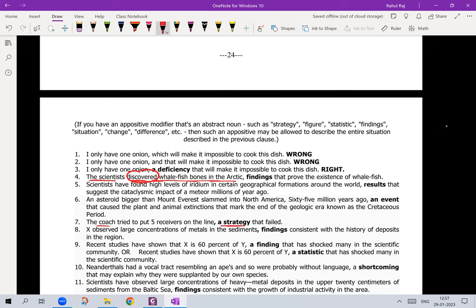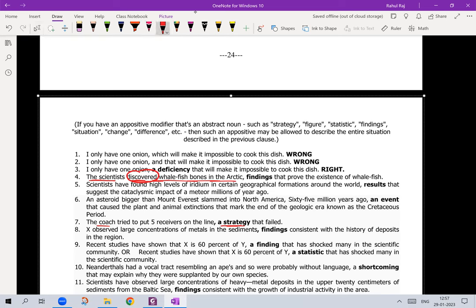Is this clear? Shreya, Manan? Yeah, Rahul, in the 4th sentence, the scientists discovered whalefish bones in the Arctic. We can also write proving the existence of whalefish instead of findings that. Maybe. Will that be done? No. Okay. That will be a cause and effect situation. Okay. Findings that prove or results that prove, this is how you should be writing.